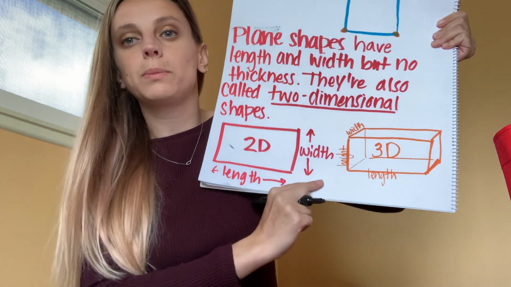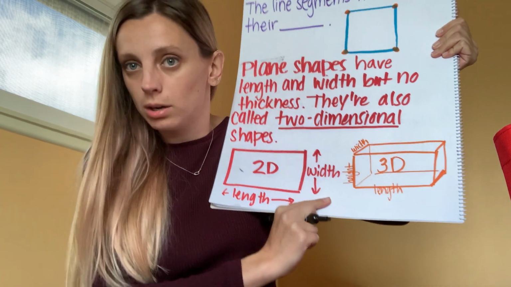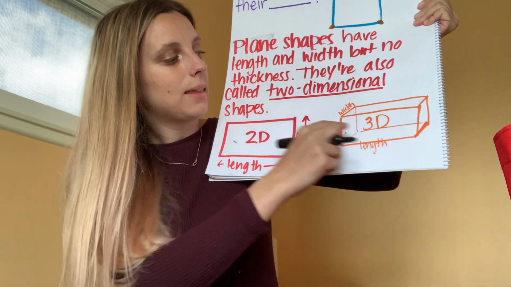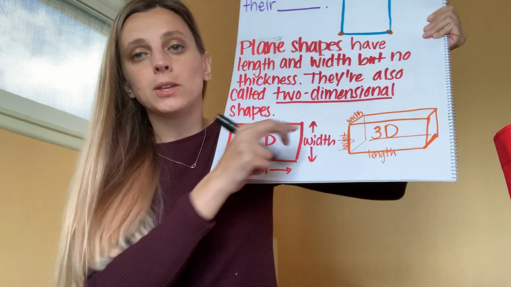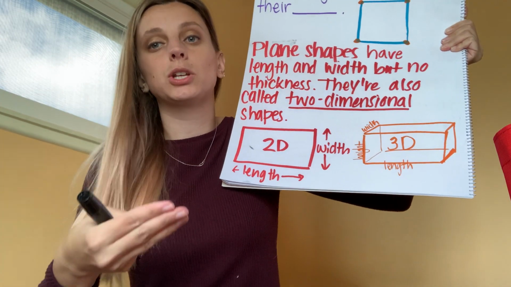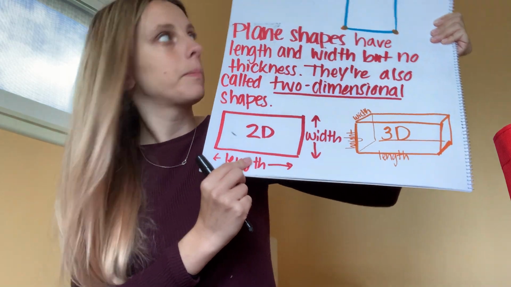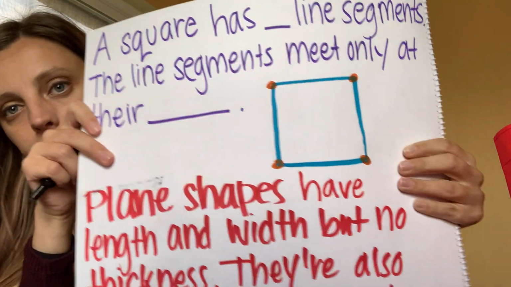So 3-dimensional would be something like a cube or a pyramid. That's something where we talk about the height, the length, and the width. So there are 3 measures or 3 dimensions that we talk about. So plane shapes are those 2D shapes. All right, let's look at a practice problem.